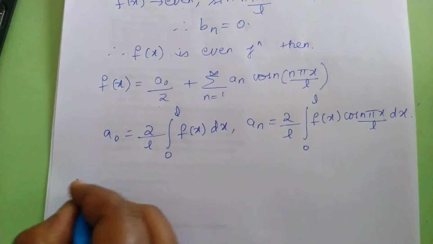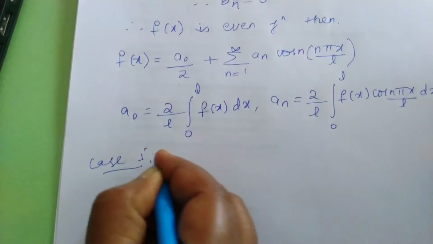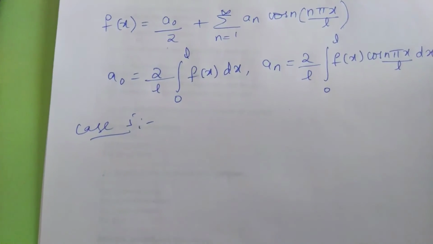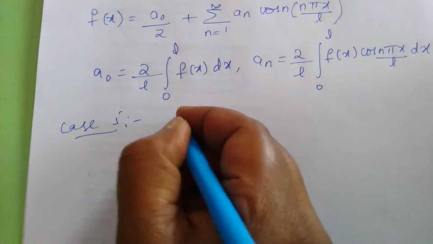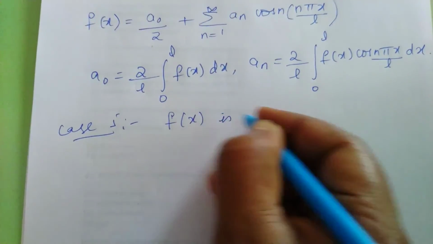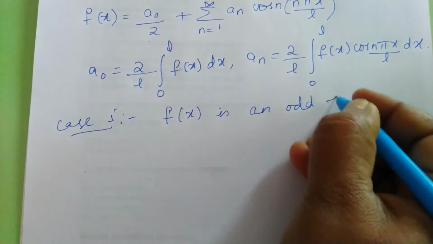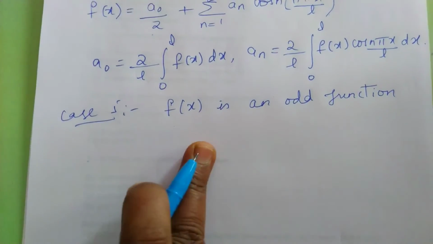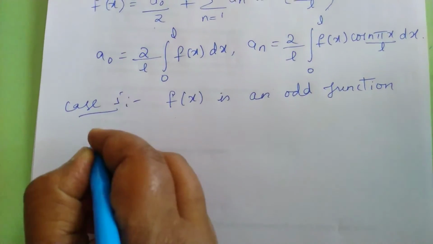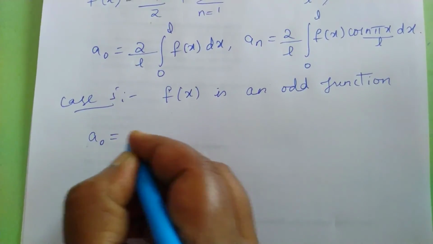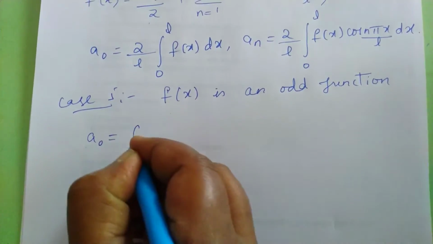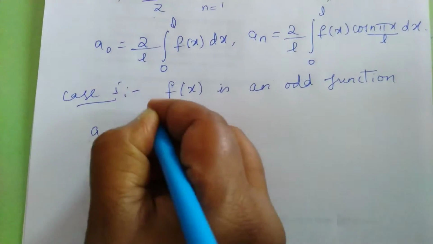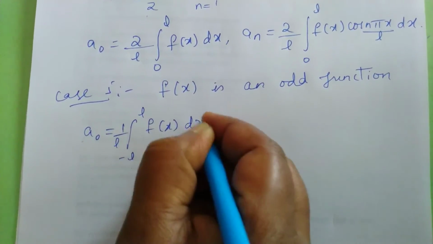Now let us consider the second case, case 5, where f of x is an odd function. See, in case 4 we studied f of x is an even function. Now we are seeing that f of x is an odd function. Now let us consider the first Fourier coefficient or the Euler equation, 1 by L integration from minus L to L f of x dx.